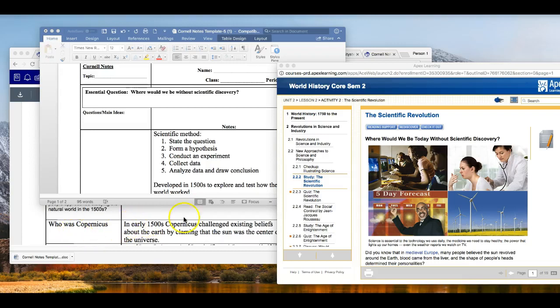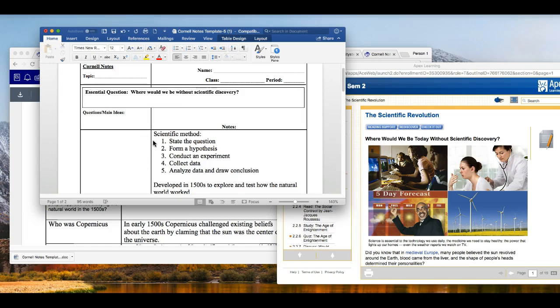So what I've got pulled up is the section from Apex 2.2.2, the scientific revolution. And then I've also started a set of Cornell notes that I wrote on this section to kind of give you an idea and a guide of what needs to be written and where.